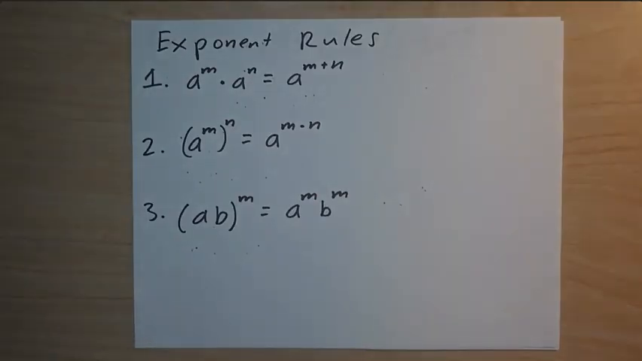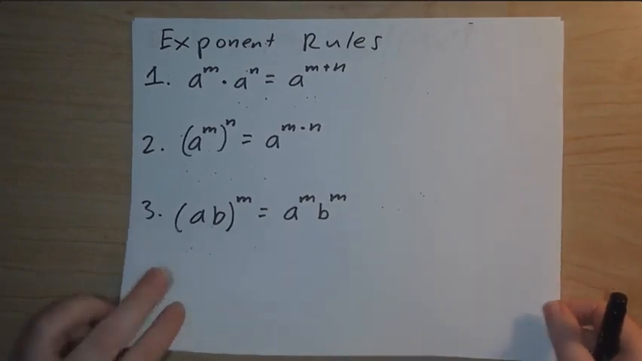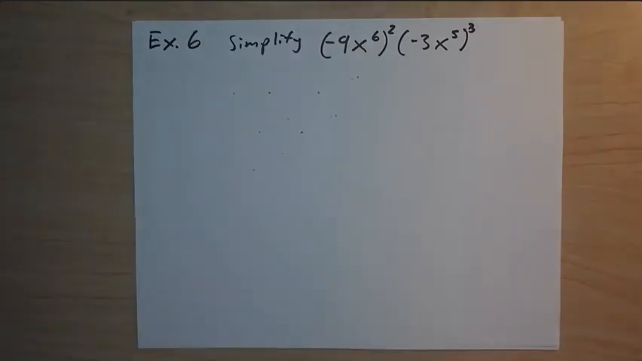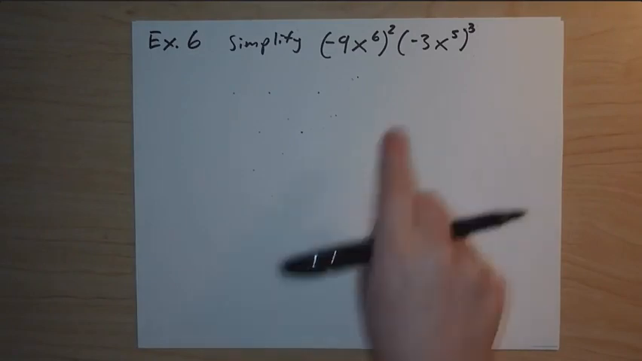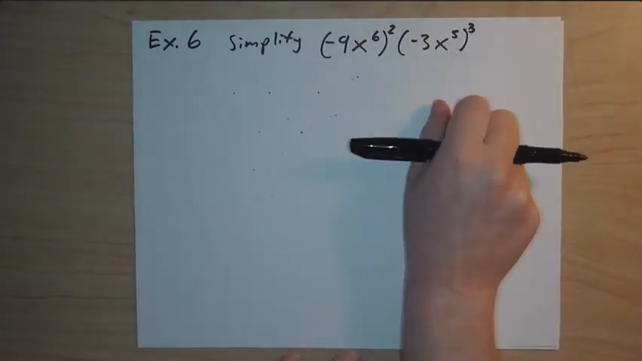This is example 6 of the Lab 4 for Math 100. We have the following exponent rules that we're going to be using to simplify expressions. So for example 6, we want to simplify negative 9 times x to the 6th, all this to the power of 2, times negative 3 x to the 5th, all this to the power of 3.